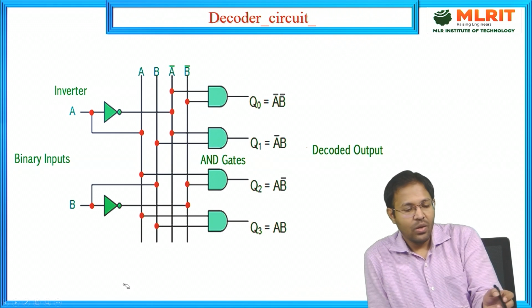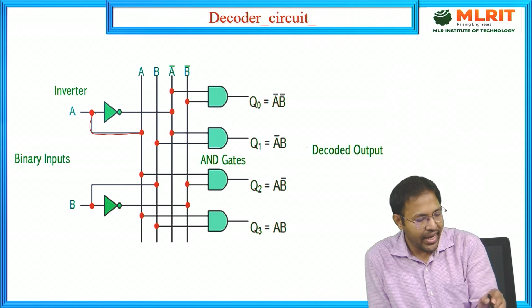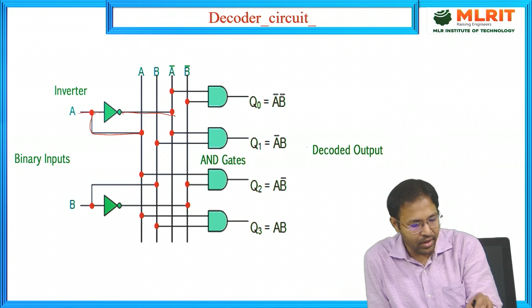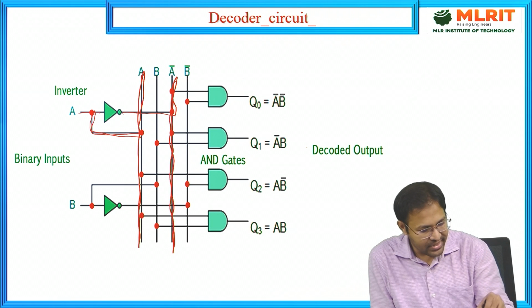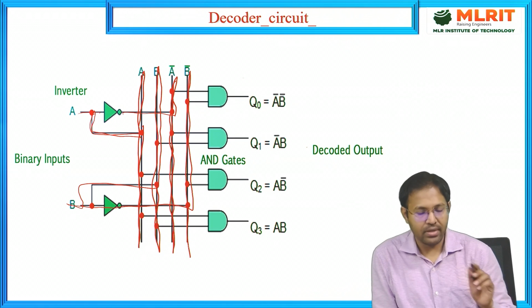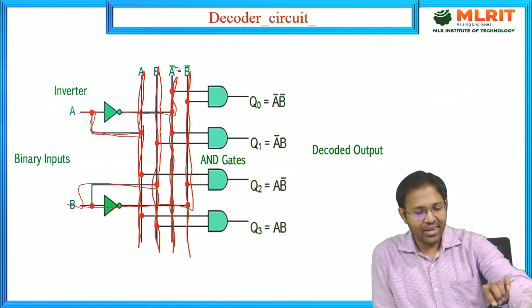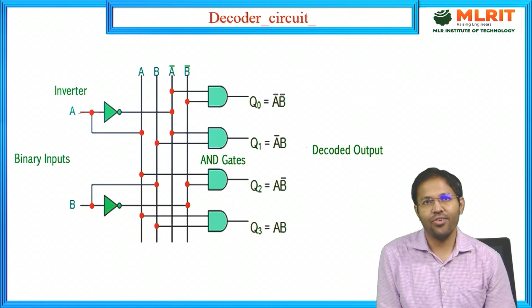So what we can do is take dedicated lines. Here is A, and then via the NOT gate, the output of the NOT gate will always be A bar. So this entire line we will call A bar, and this entire line we will call A. Likewise, this entire line we will call B, and this entire line B bar. Now that we got our four lines A, B, A bar, B bar, the construction of Q0 is very simple.